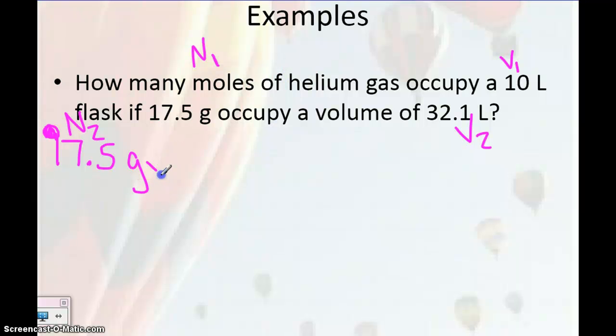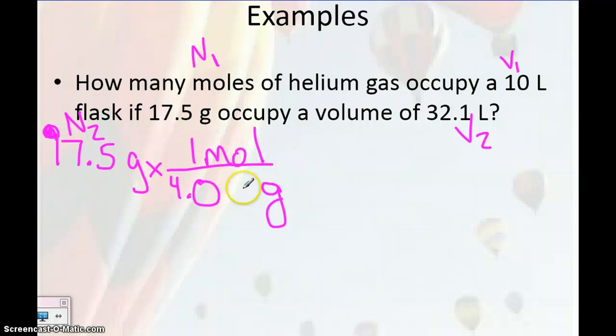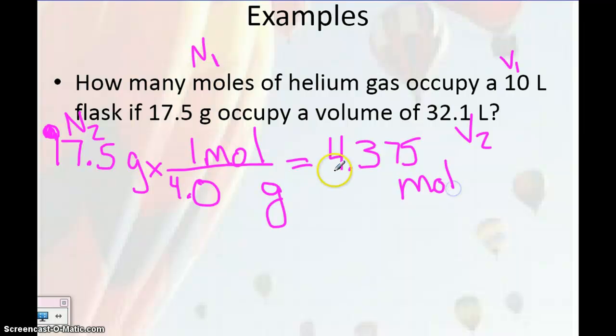We know we're working with helium, so this is going to be just a simple little mole conversion. Got grams. All right, and we're dealing with helium gas. So our molar mass is about 4.0, and that's equal to 1 mole. So 17.5 divided by 4 gives us 4.375 moles. Okay, so that's our N2.